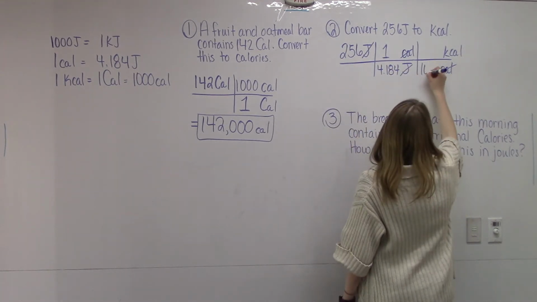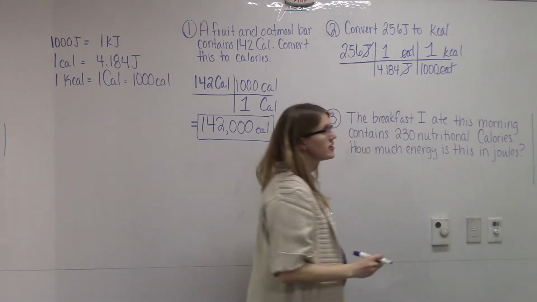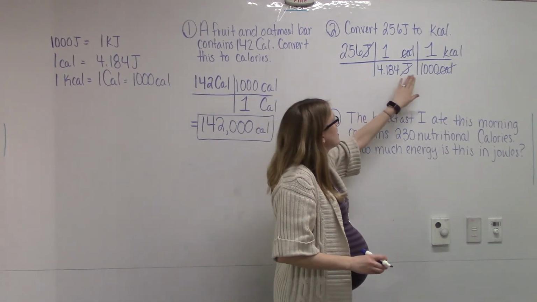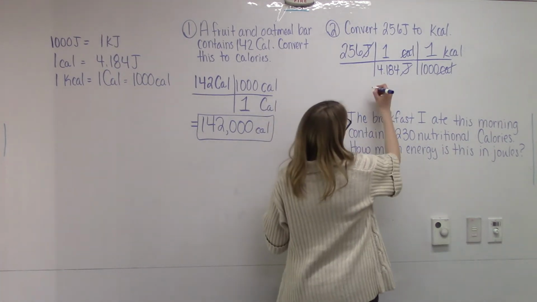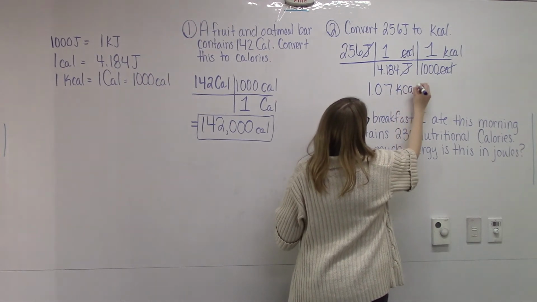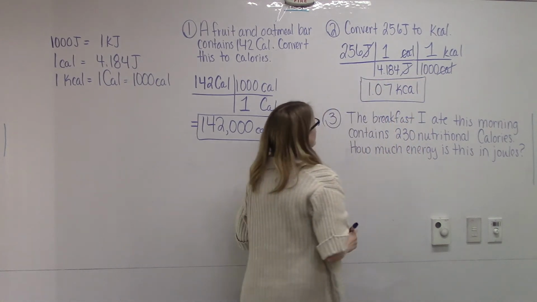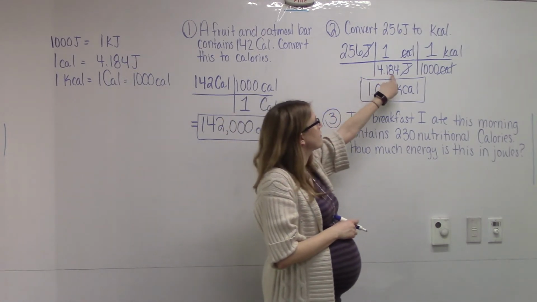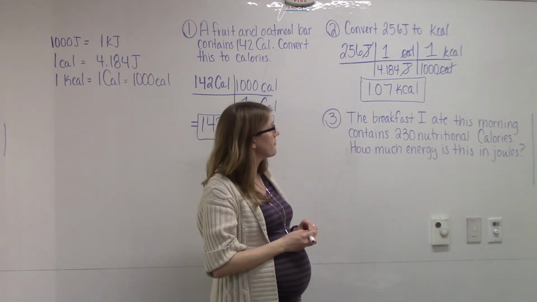And there are 1,000 lowercase calories in 1 kilocalorie. So do you see what we're doing here? 256 divided by 4.184 divided by 1,000. And we end up with, let me put that in your calculator, 1.07 kilocalories. 1.07 kilocalories. And there you go, my honors folks. 3 sig figs here. Don't lose sig figs because of constants. So that means we would have 3 in our final answer as well.